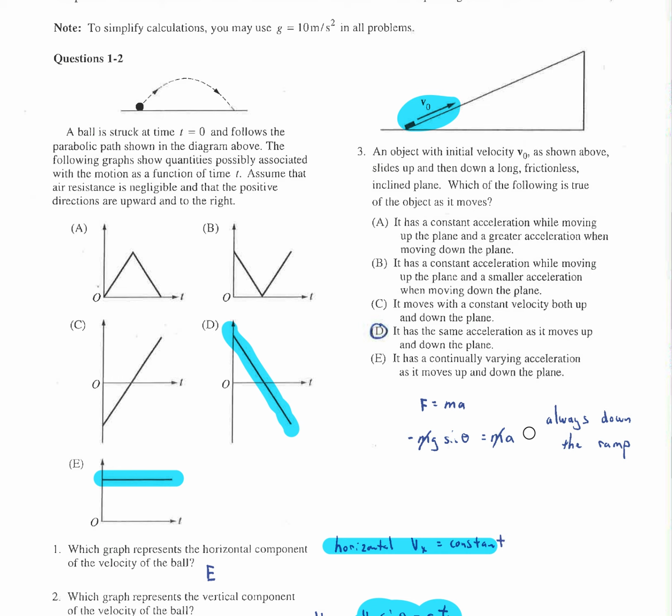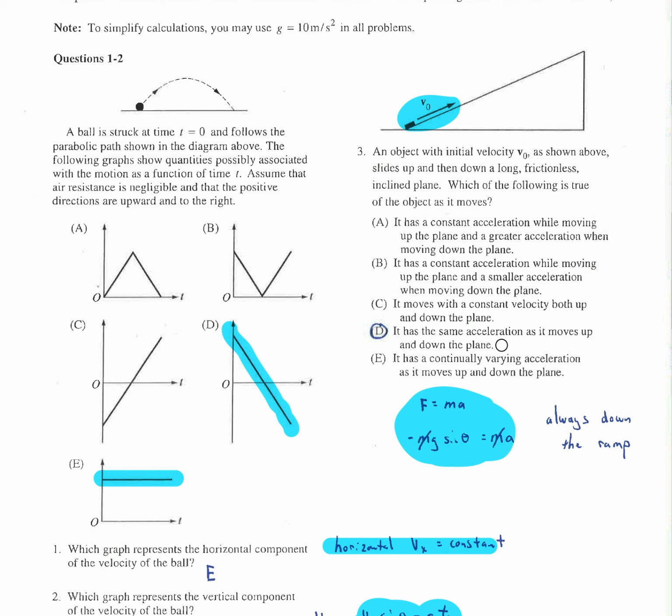So as far as looking at the acceleration, remember, velocity is not a force. It is not on your free body diagram. The acceleration is actually always just down the ramp. Okay, it's specifically g sine theta down the ramp. It doesn't matter whether you're moving up the ramp or down the ramp, gravity's component is going to be down the ramp. So the acceleration is the same moving up and down.